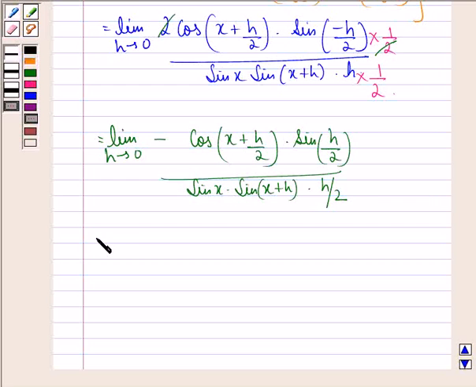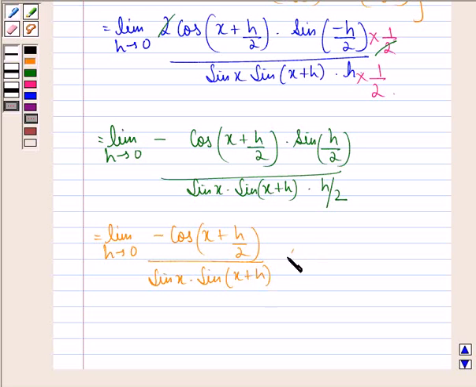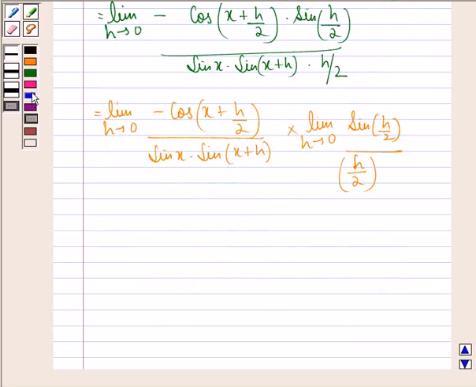Now applying the limits, we have limit h approaching to 0 minus cos x plus h by 2 divided by sin x into sin of x plus h, into limit h approaching to 0 sin of h by 2 divided by h by 2. We know that limit h approaching to 0 sin of h by 2 upon h by 2 is 1. And when here we put h equal to 0, that is we apply the limits, we get minus cos x divided by sin x into sin x multiplied by 1.